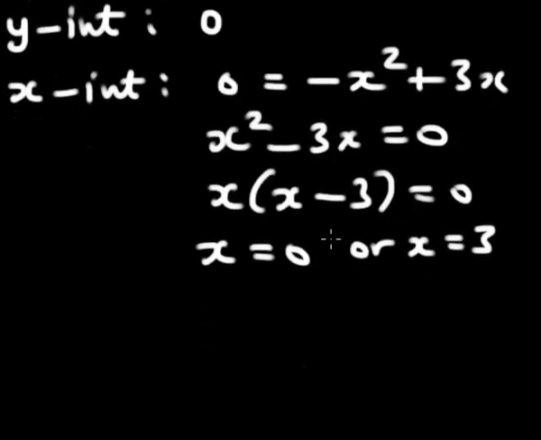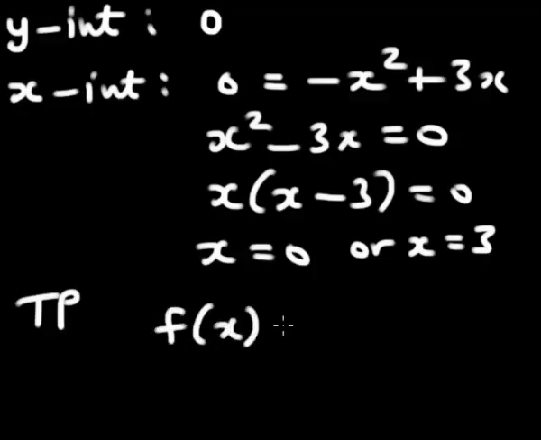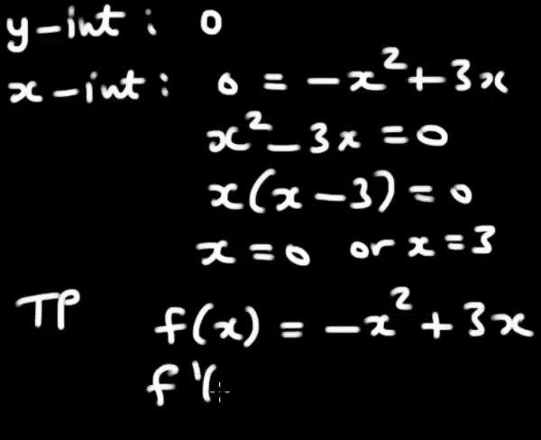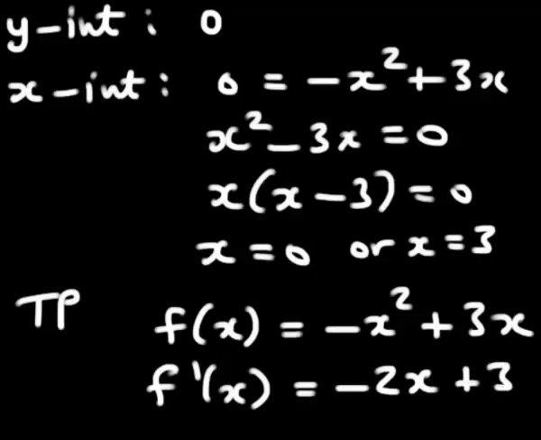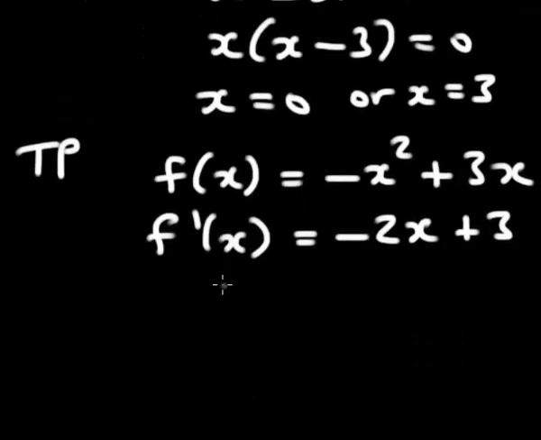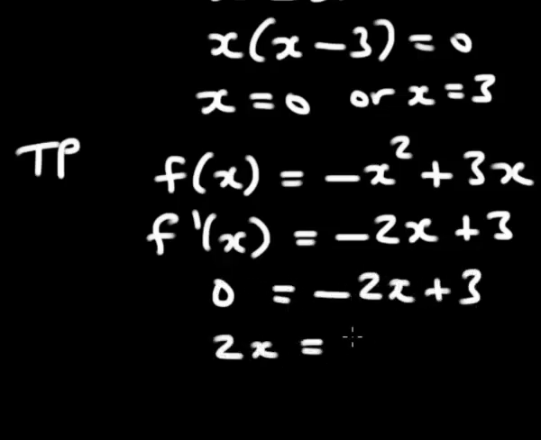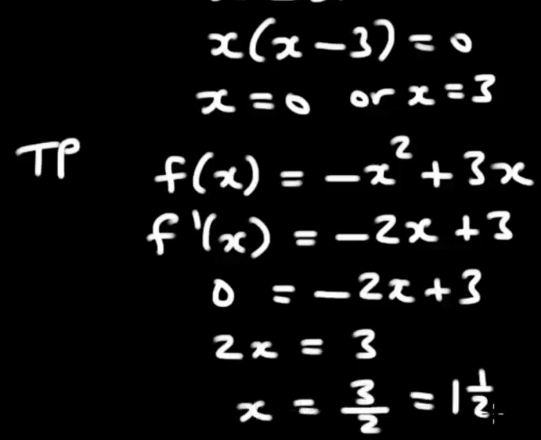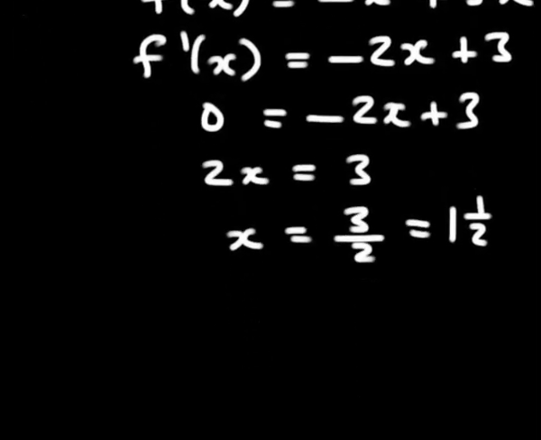Alright, so there's the x-intercepts. The turning point: what we could do is simply get the derivative, f'(x). It's one way of doing it, there are many other ways. I like calculus. So let's get the derivative. That is negative 2x plus 3. And at a turning point, what do we know? The gradient is equal to naught. So let's set it equal to naught, bring that across, and we get a fraction. That's 1.5.